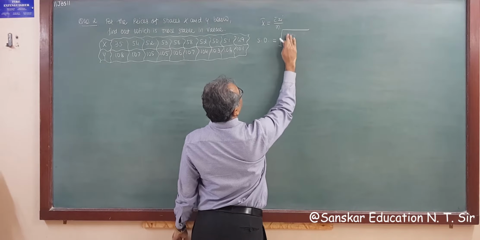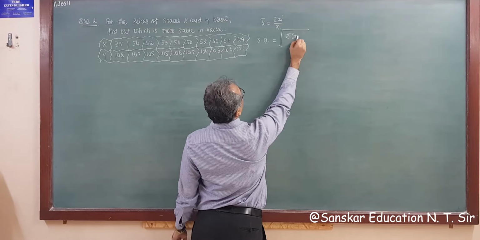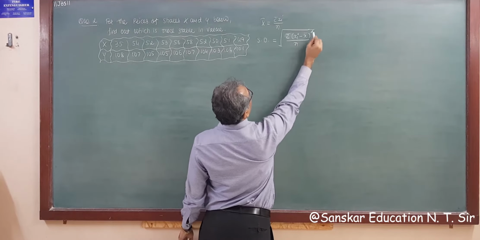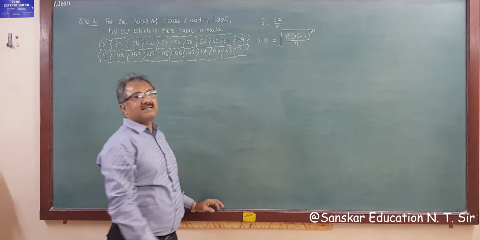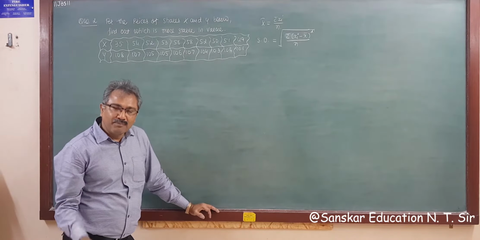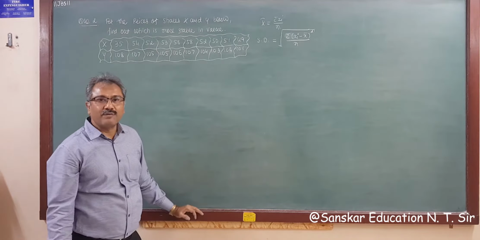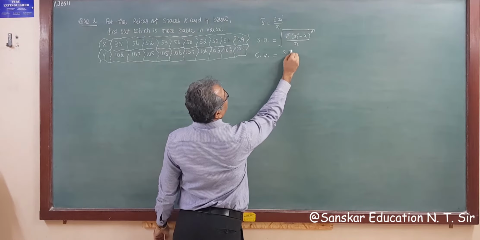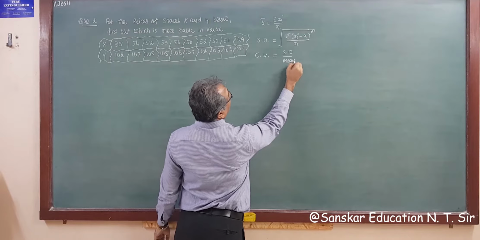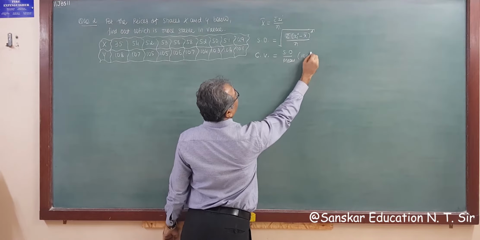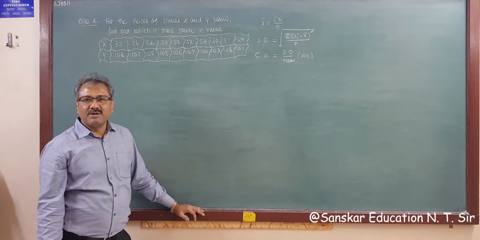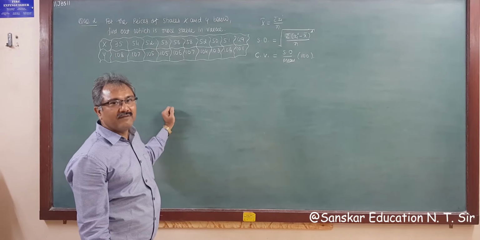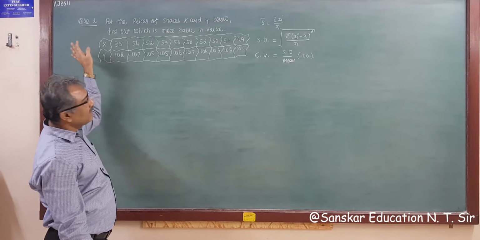sigma xi minus x bar whole square upon n. This is standard deviation. And then for comparison of shares X and Y, we have to find out CV, coefficient of variation. That is CV is equal to standard deviation upon mean into 100, because we are comparing with percentage. So this is your required formula, and for this formula only ungrouped data are given.